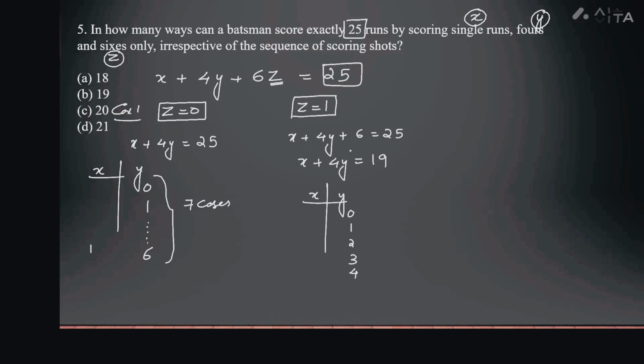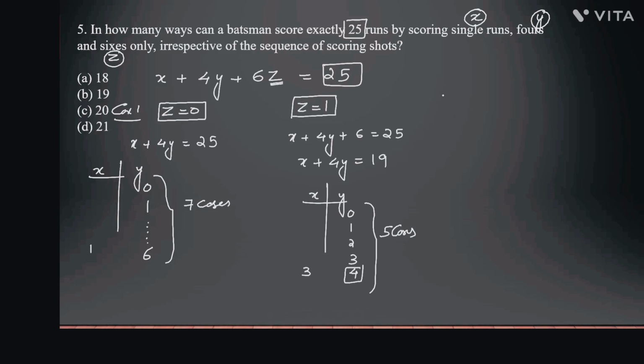4, 4 he's hitting. So 4 fours are 16 runs he's scoring here. And remaining 3 runs he scored by singles. That is X is equal to 3. So these are the total possible scenarios. So how many cases are possible here? Y can be 0, 1, 2, 3, 4. There are 5 cases possible here.